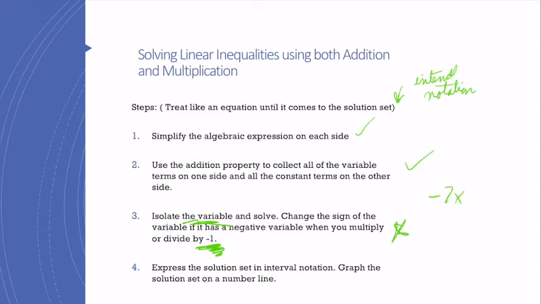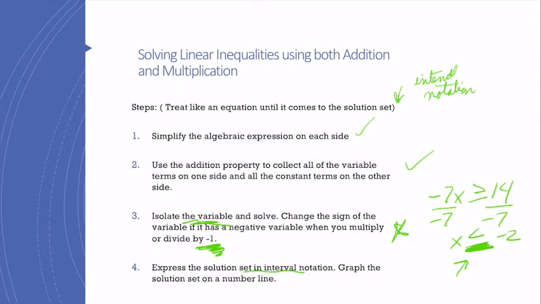So if I had -7x is greater than or equal to 14, and I wanted to isolate my variable, if I divide by a negative, this becomes x is less than or equal to -2. See, I flipped the sign. Next, you want to express the set in interval notation.